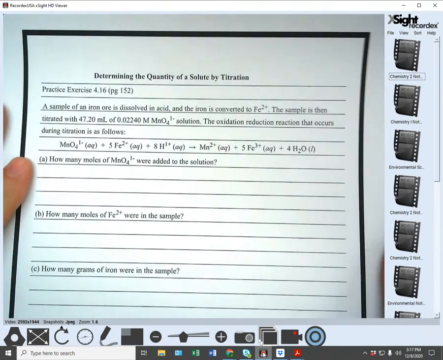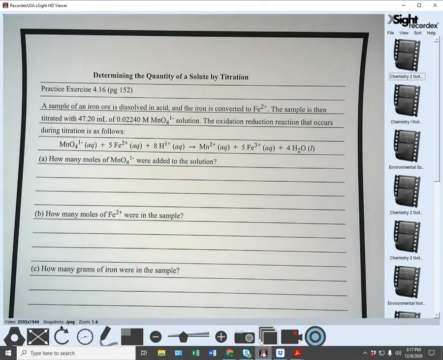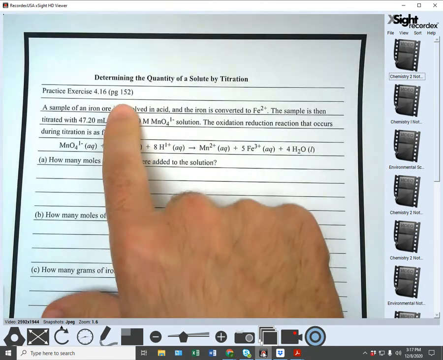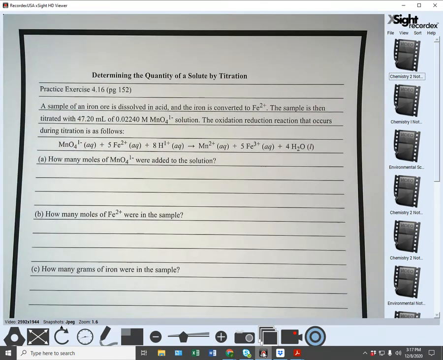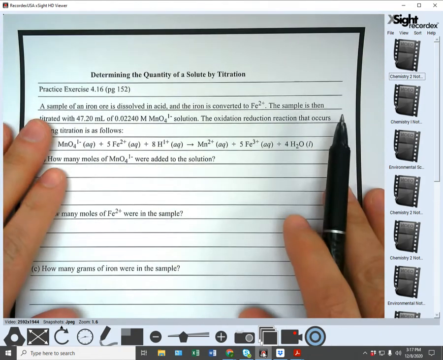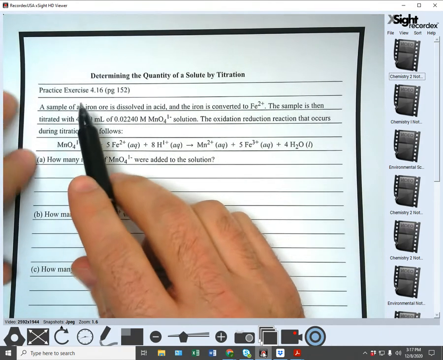So in this video, we are going to run through another example problem. It's from your book, page 152, practice exercise 4.16. This is how to determine the quantity of a solute by titration through the math of it. The problem here is the same as in your book.